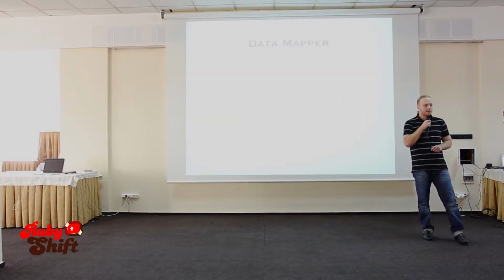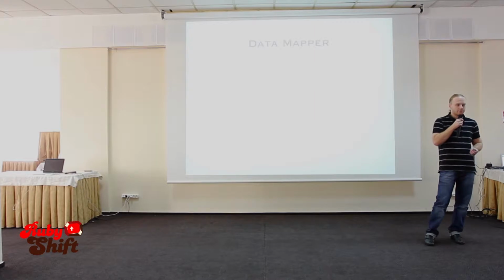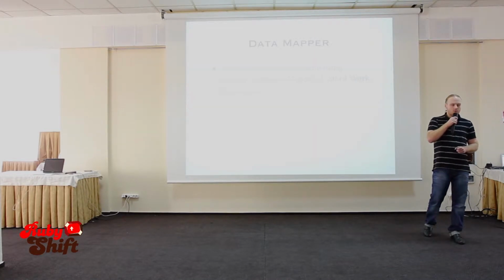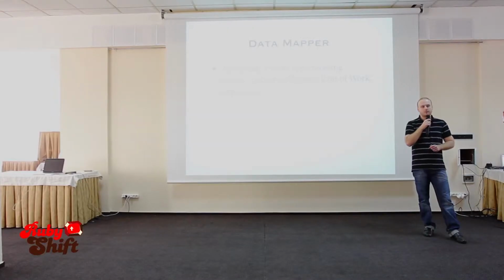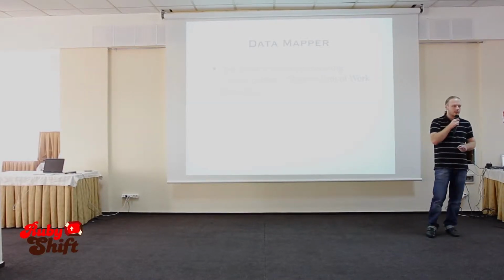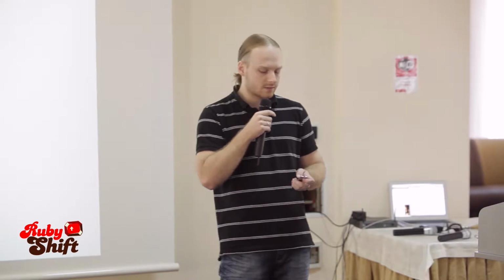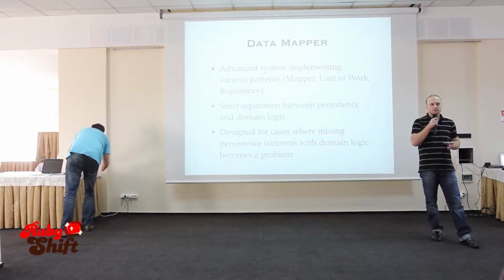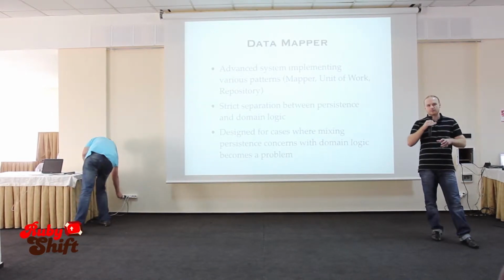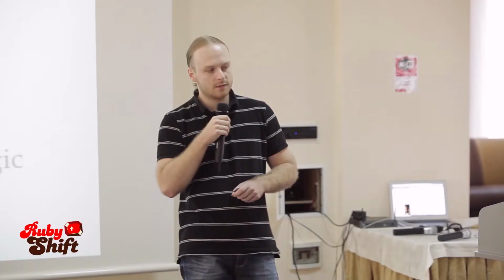So on the other hand, we have DataMapper, and it's a completely different thing. It's quite an advanced system. It actually consists of multiple patterns like mapper, unit of work, repository, or identity map. As opposed to Active Record, it has a strict separation between persistence and domain. So domain has no knowledge about persistence. And it's a huge difference. It helps when your business logic is really complex and you want to just get away from persistence concerns and focus on designing your system the way you want.